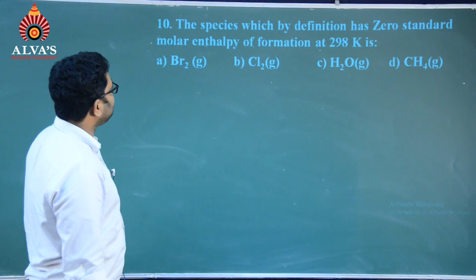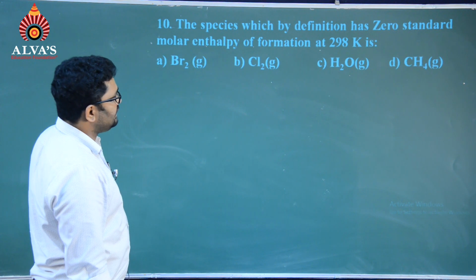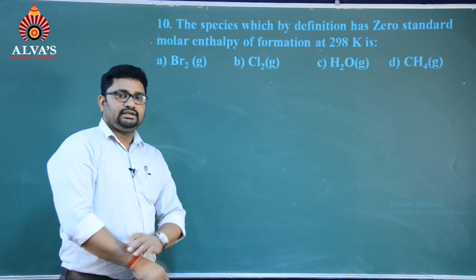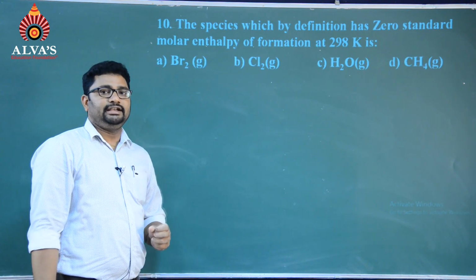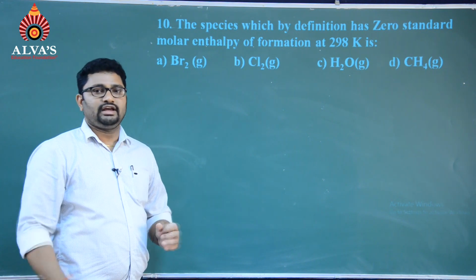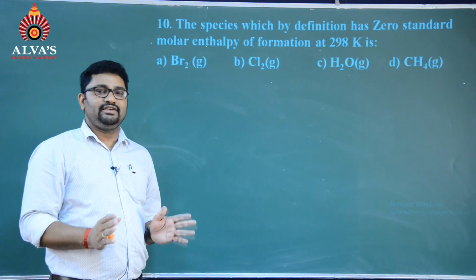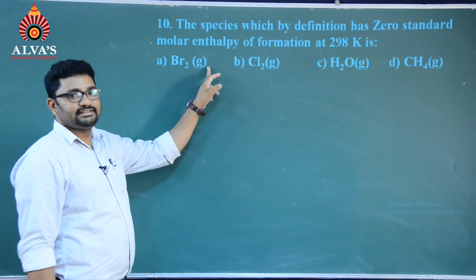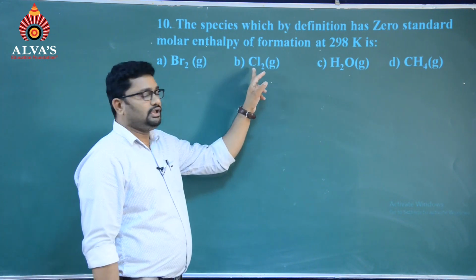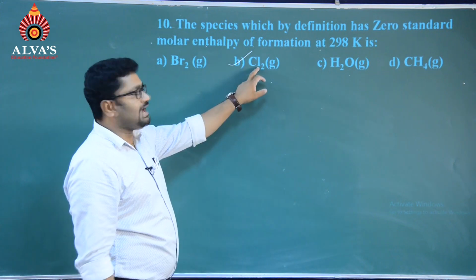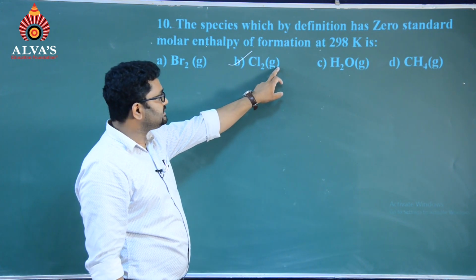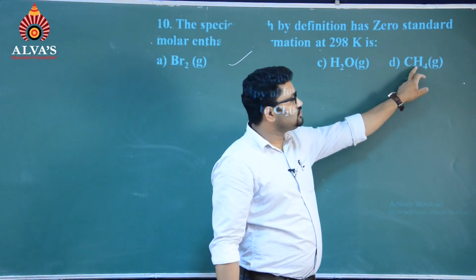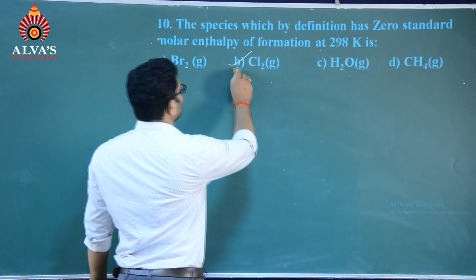Next question, question number 10. The species which by definition has 0 standard molar enthalpy of formation at 298 Kelvin. Students, the standard molar enthalpy of formation for an element in its standard physical state is always taken as 0. Here bromine, the standard physical state of bromine is not gas, it is a liquid, hence it is not 0. Chlorine, that is the second option, is the answer. Chlorine's standard physical state is gas, and water is not an element, it is a compound, and the last one is also a compound. Hence, the answer for this question is B.